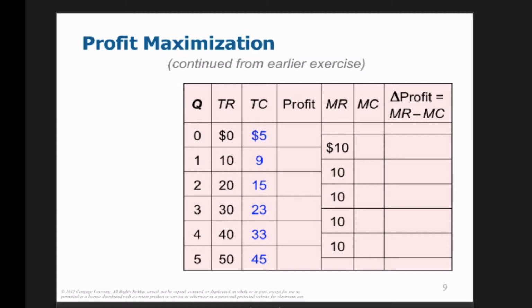Profit at quantity 1. Profit at quantity 2. 3. 4. 5. You should stop at 4 because that's good stuff.